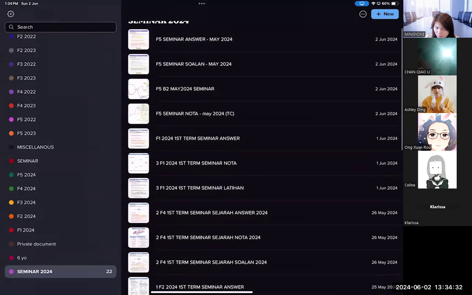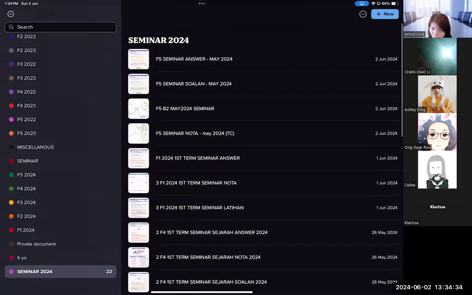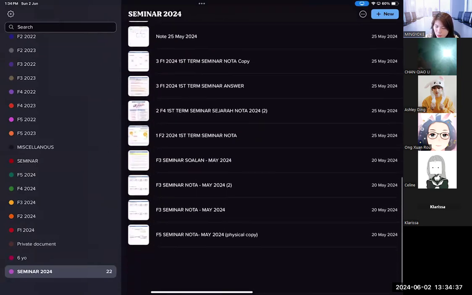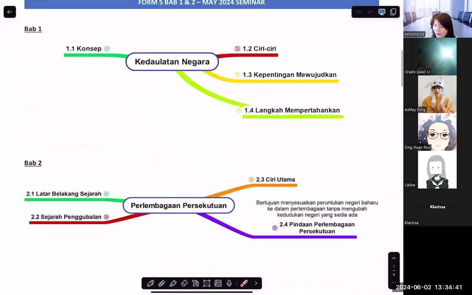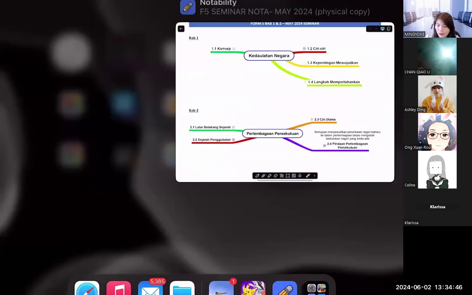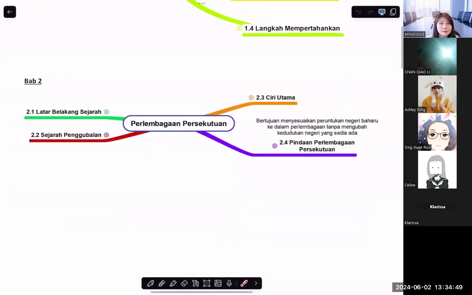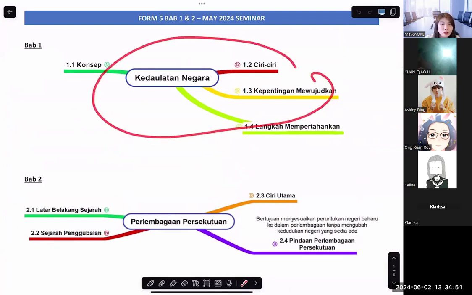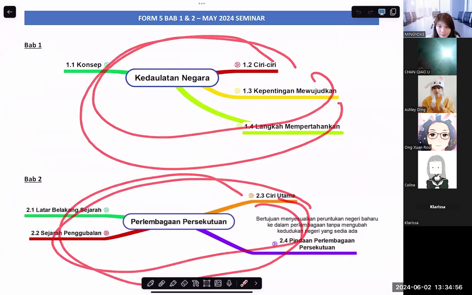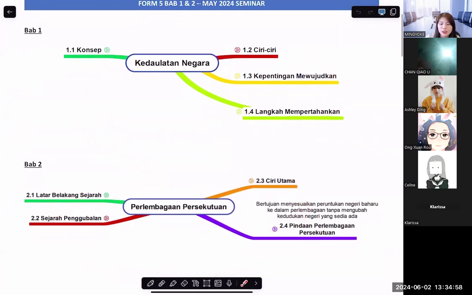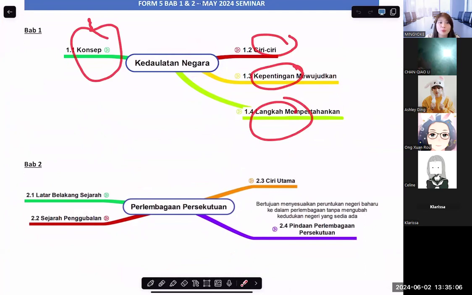Physical notes look like that. Starting point, we are divided into chapter 1 and chapter 2. Chapter 1 consists of 4 subtopics. Chapter 2 consists of 4 subtopics. So we just need to know what is sovereignty: the concept, meaning, the characteristic, the importance, and the steps taken to protect it.